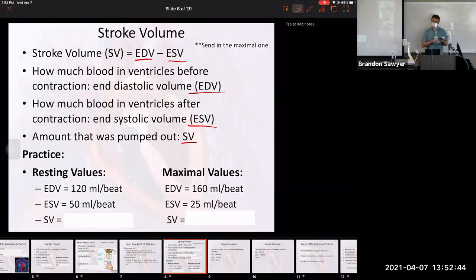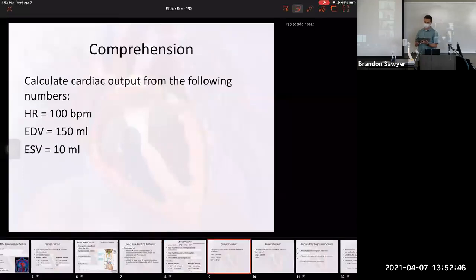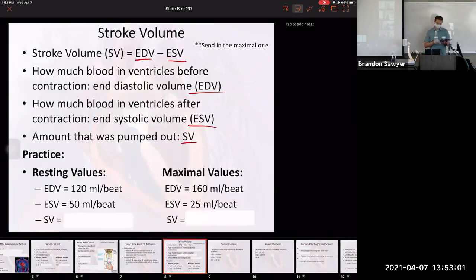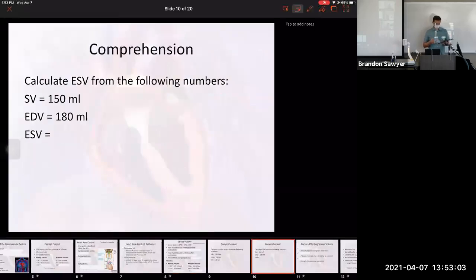So we got 2 stroke volume calculations here. The next slide is going to be calculating cardiac output when I give you heart rate and end diastolic volume and systolic volume, and then the last one, calculate end systolic volume when I give you stroke volume and end diastolic volume. Okay, so on the clicker app here, let's just have you send in the last question, which would be this one. Okay, so do all 4 of these calculations, and you're going to send in this one on the app. Okay, and I'm going to send you guys back to your breakout rooms for a couple of minutes to work through this. All right, here we go.